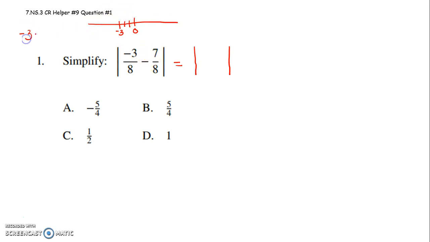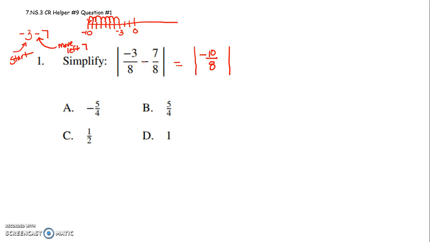So -3 minus 7. So that's where you start on the number line. Then you move left 7. So then I'd move 1, 2, 3, 4, 5, 6, 7. I'd move 7 left. So that's -3, -4, -5, -6, -7, -8, -9. And you're like, oh, all right, I end up at -10. So you come up with -10/8.